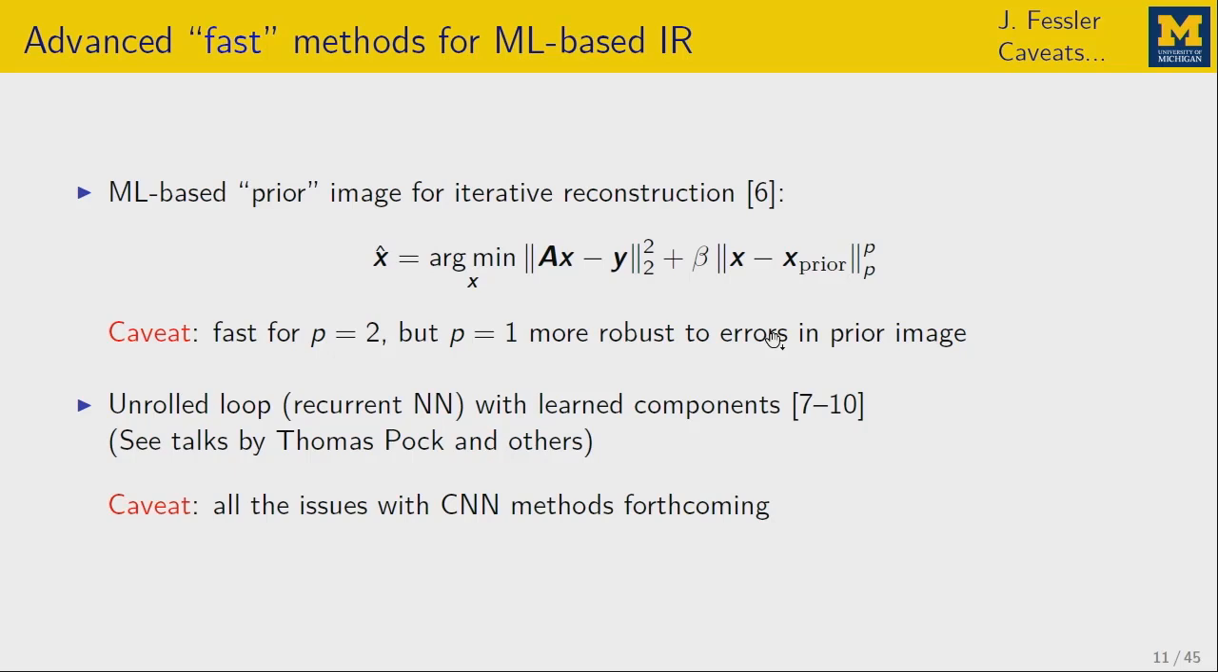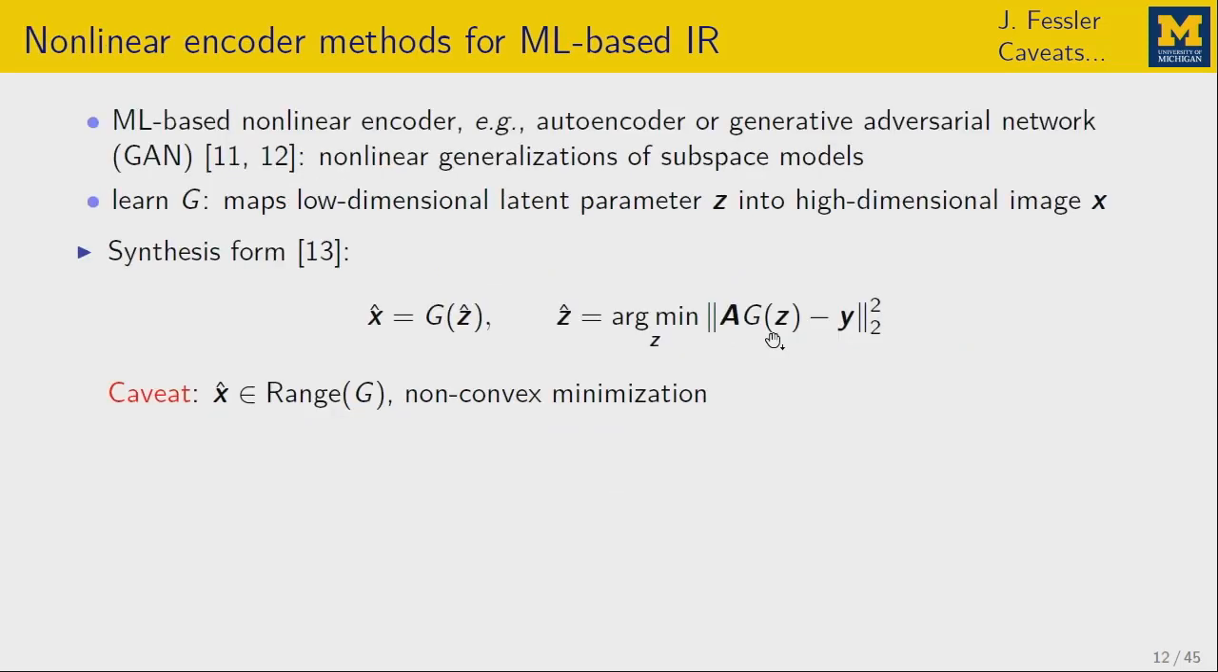As we've just heard in Thomas Bach's talk, you can take any iterative algorithm and treat it as a recurrent network, an unrolled loop with learned components, learned filters, and so on. And that comes with all the caveats of other CNN-type methods that I will be talking about later in my talk. So I won't dwell on that.